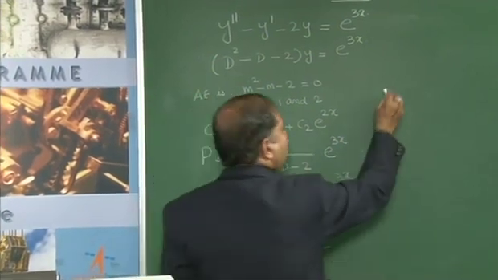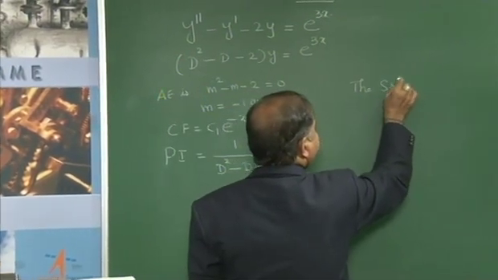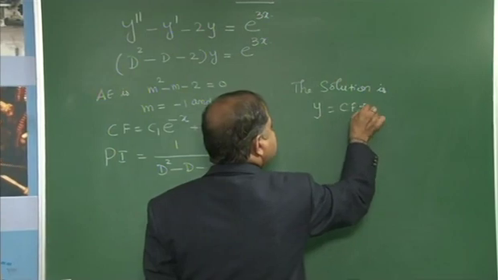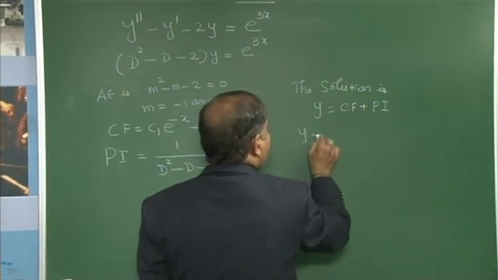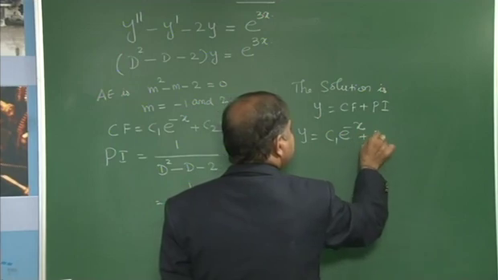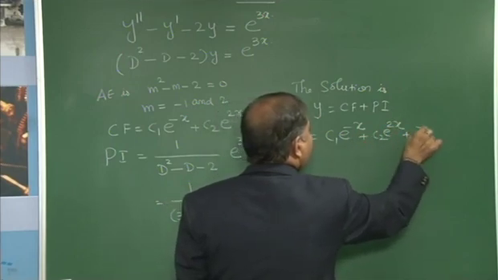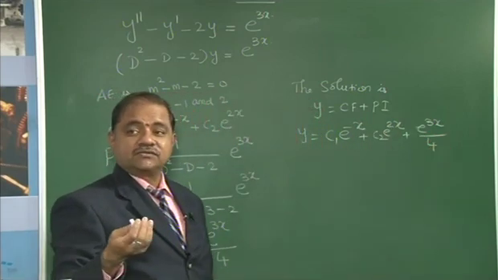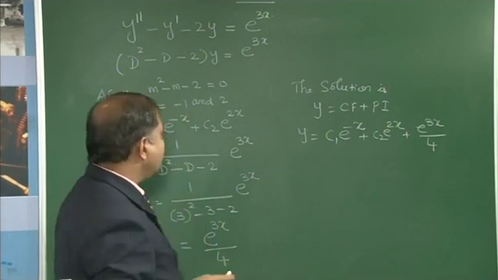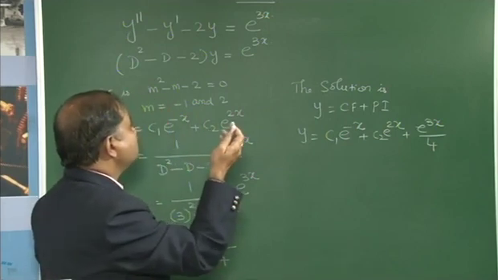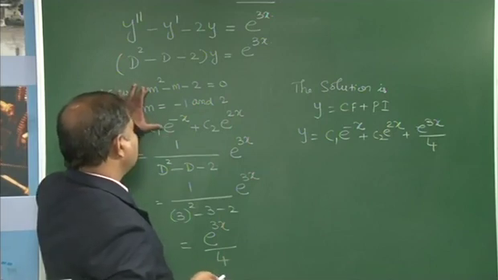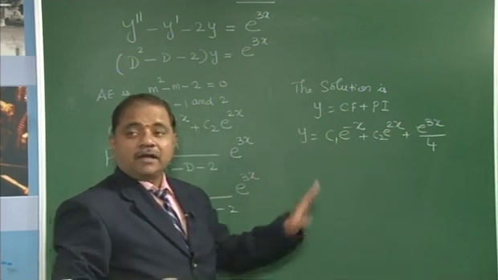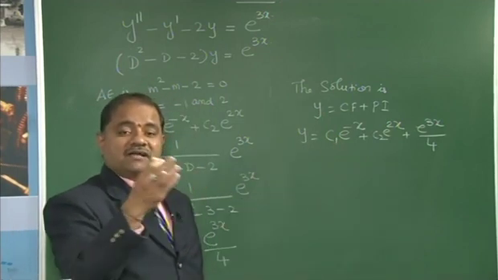We know already what the solution is. The solution is y is equal to CF plus PI. So, CF is C1 e power minus x plus C2 e power 2x. Now, particular integral e power 3x by 4. I got the complete solution for y double dash minus y dash minus 2y equals e power 3x. This you already know. By the inverse differential operator method, I have calculated the particular integral, and I got the solution as CF plus PI.